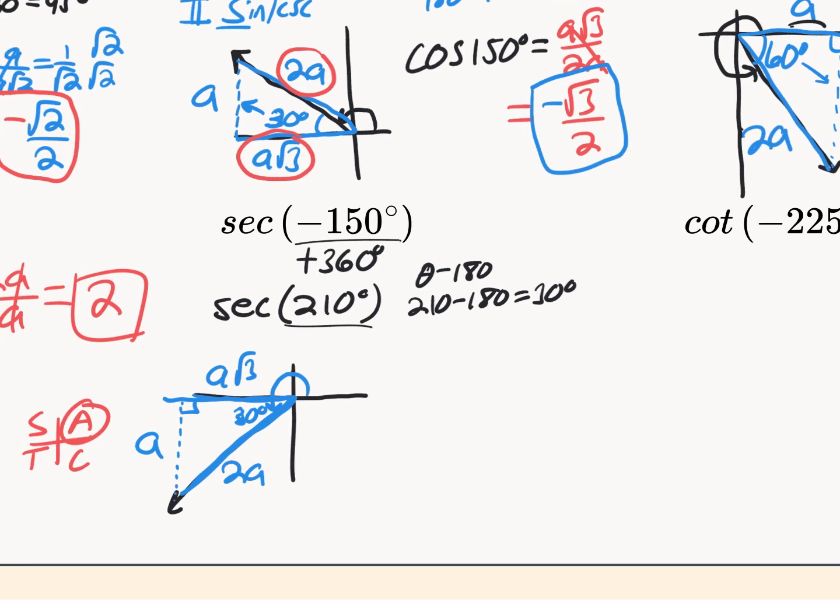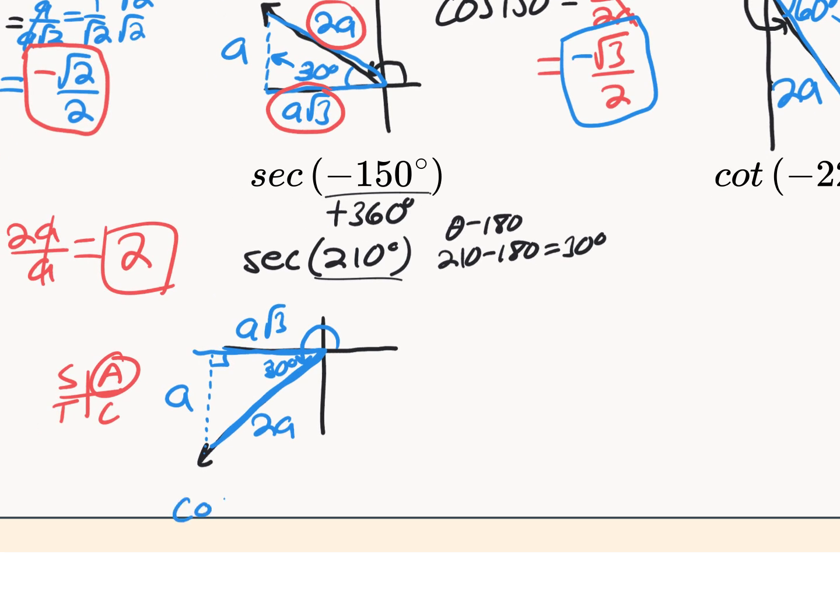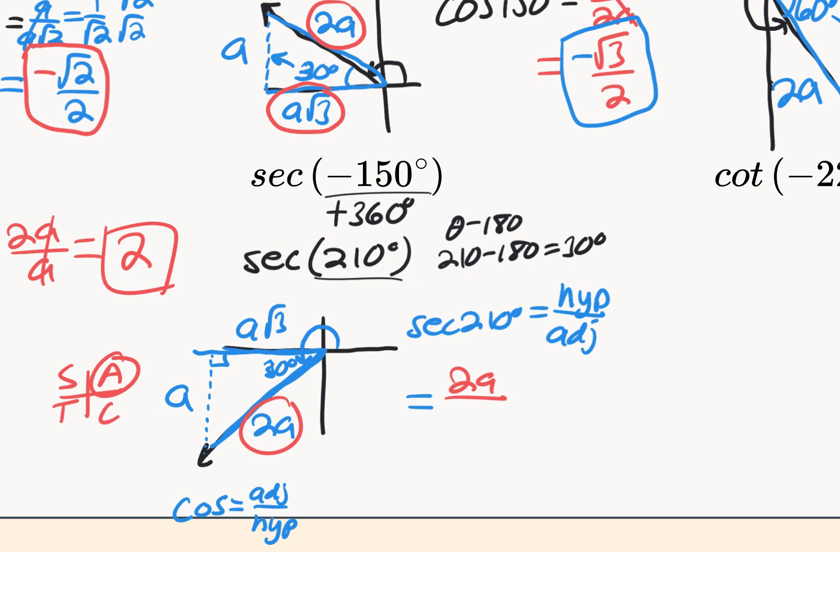Secant goes with cosine. We know that with SOHCAHTOA, cosine is adjacent over hypotenuse. That means secant of 210 has to be the hypotenuse over the adjacent. So plugging this in, I know that the hypotenuse is 2a over the adjacent, a square root of 3. The a's cancel out. We get 2 over the square root of 3. Multiply the square root of 3 on the top and the bottom. We never want a radical on the bottom. So we get 2 square root of 3 over 3.